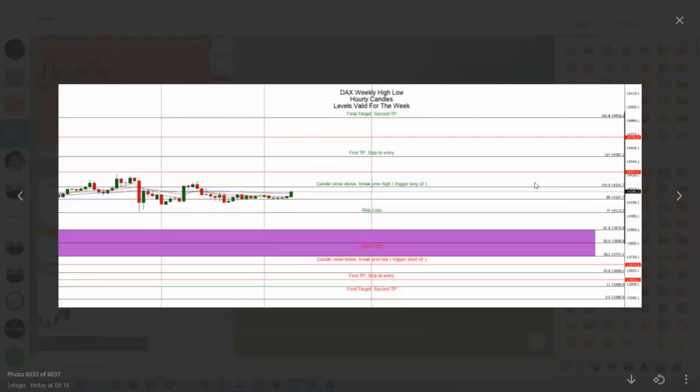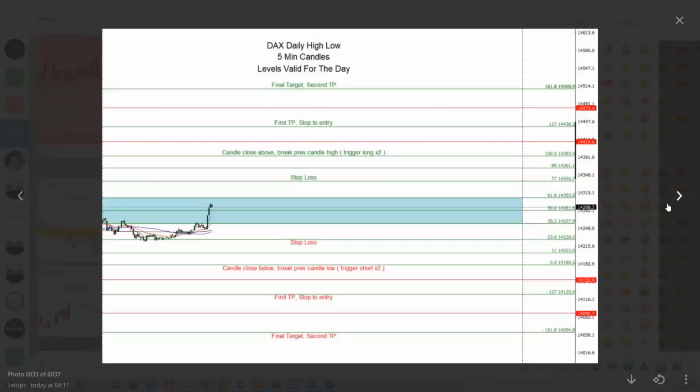On the DAX weekly high-low, currently between the levels of 89 and 100 as support resistance. If you look at the moving averages, 8 has crossed 21 slightly. We have triggered about two days ago, a little bit earlier there we also got a trigger. So with that, we are still in the trade to aim for the 127 first TP, 161.8 second TP, stop loss being at the 77. Remember, guys, same rules apply with the red lines.